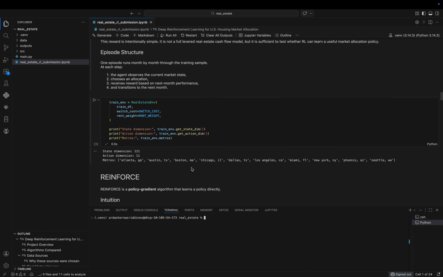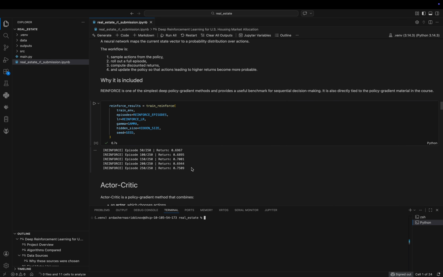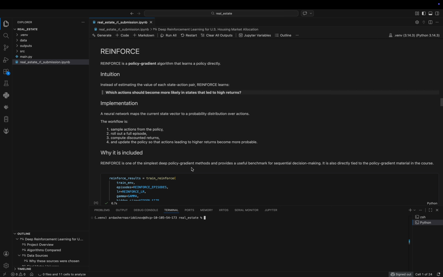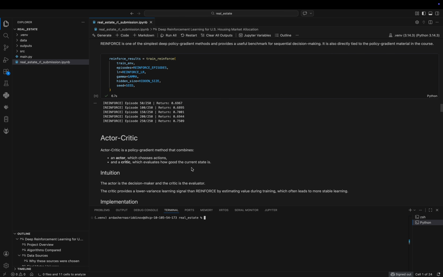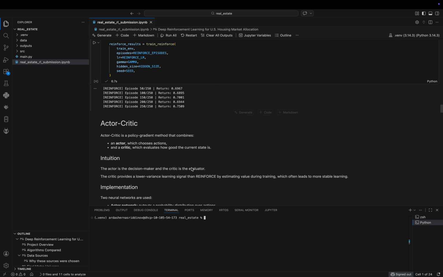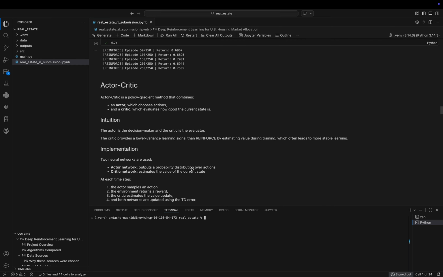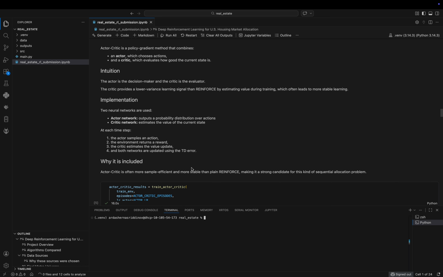Then onto the algorithms. I compared two algorithms. One was REINFORCE, and the other is Actor-Critic. REINFORCE is a basic policy gradient method. It learns directly which actions should become more likely when they lead to higher returns. It's pretty straightforward and also in our textbooks. Same with Actor-Critic, also in our textbook. It separates the system into an actor, which chooses actions, and a critic, which critiques the actions. We'll analyze the results later.